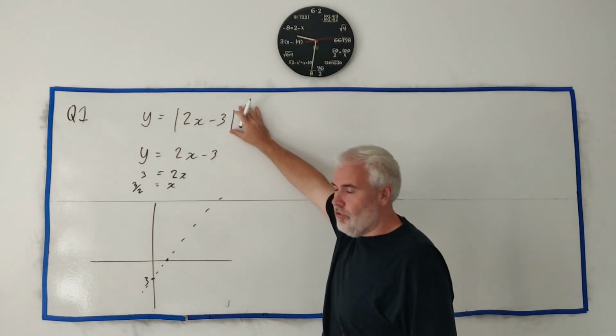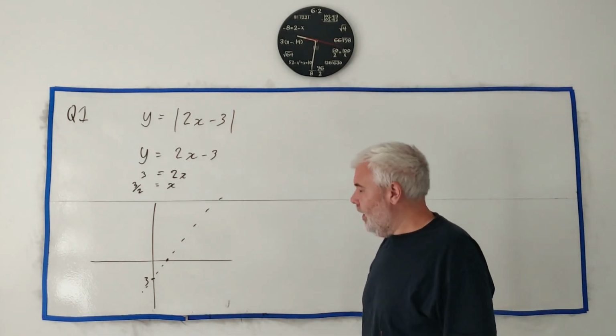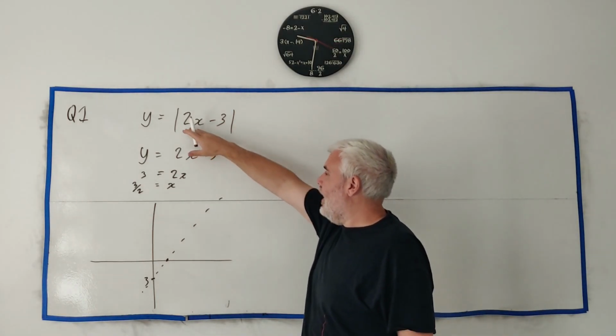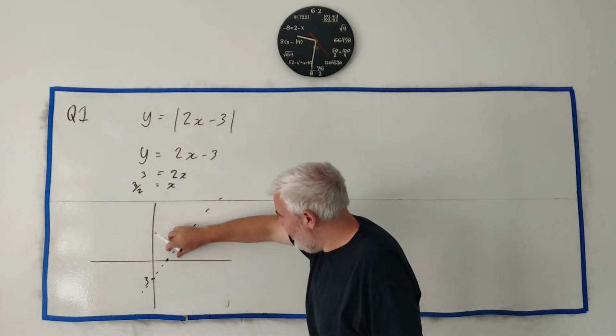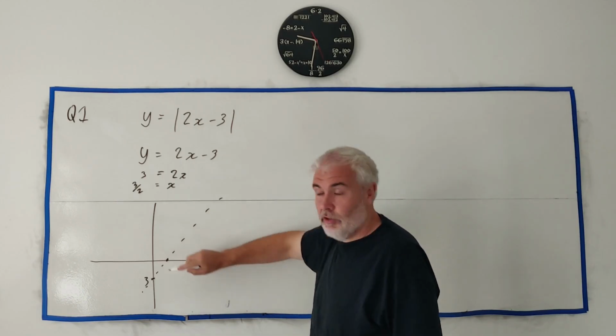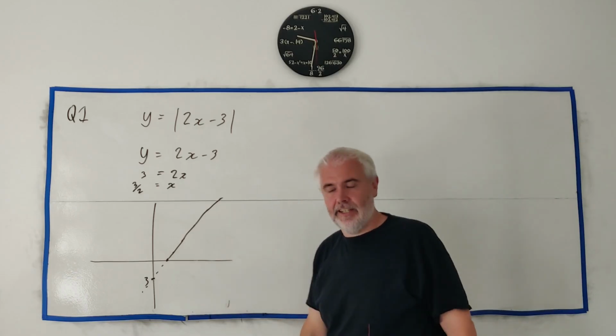It's not what they asked us to draw. They want the absolute value. Remember what the absolute value tells us. It tells us if anything's bigger than 0, leave it alone. This part of the line is bigger than 0. It's above the 0 point. So let's just leave this alone and we'll fill that in like that.